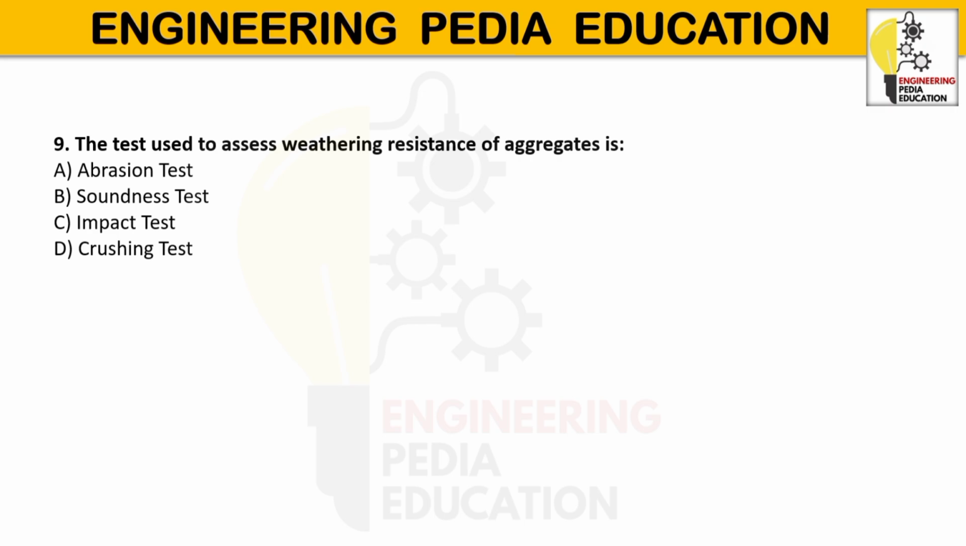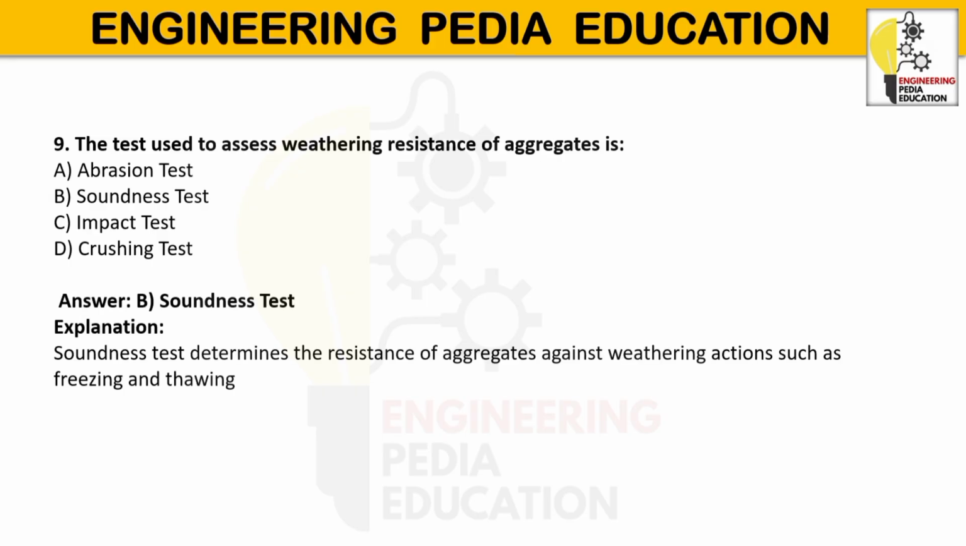The test used to assess weathering resistance of aggregate is abrasion test, soundness test, impact test, crushing test. The correct answer is soundness test. Soundness test determines the resistance of aggregate against weathering actions such as freezing and thawing.